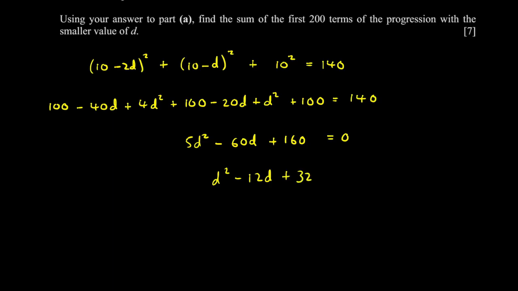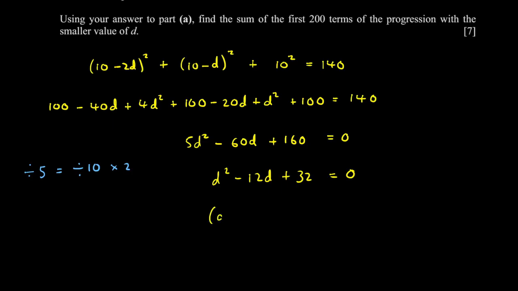Now, if you want a quick way to divide by 5, because you don't have a calculator, dividing by 5 is the same thing as dividing by 10 and then timesing by 2, right? Or timesing by 2, dividing by 10, same thing. So 60 divided by 10 gives me 6, double it gives me 12. 160 divided by 10 is 16, double it, I get 32, right? So that's how I do it.